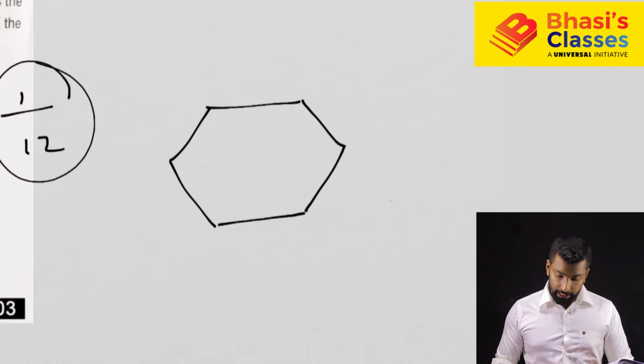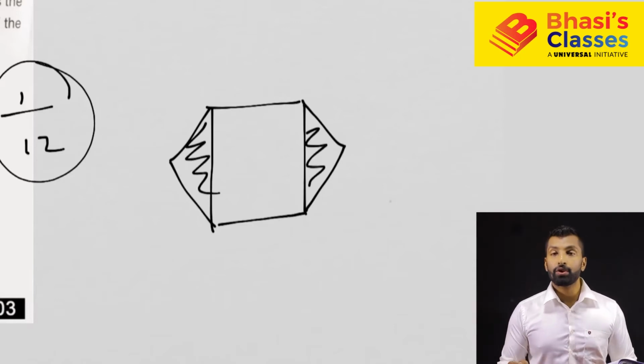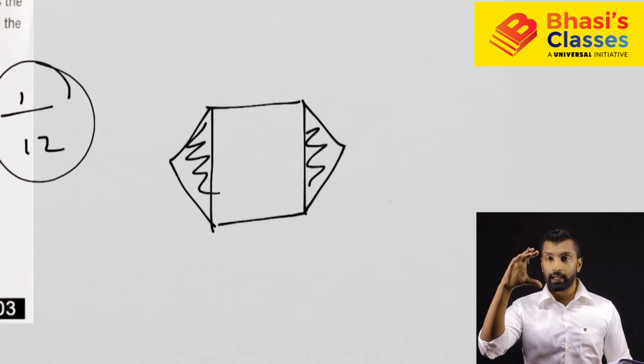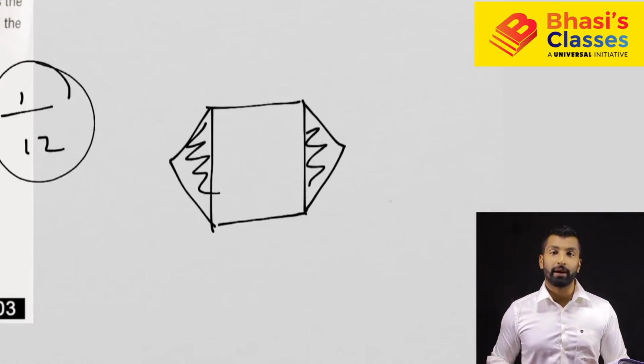I have seen in a previous paper, these two sides are shaded. Then they will ask you what is the ratio between the total hexagon and the shaded region. So how will you find it? Again, there is no formula you need to use here. You just need to use common sense. Cut the diagram accordingly or arrange the diagram accordingly.